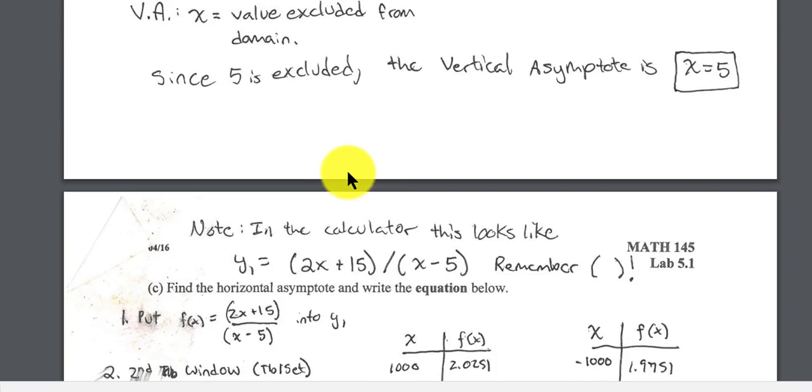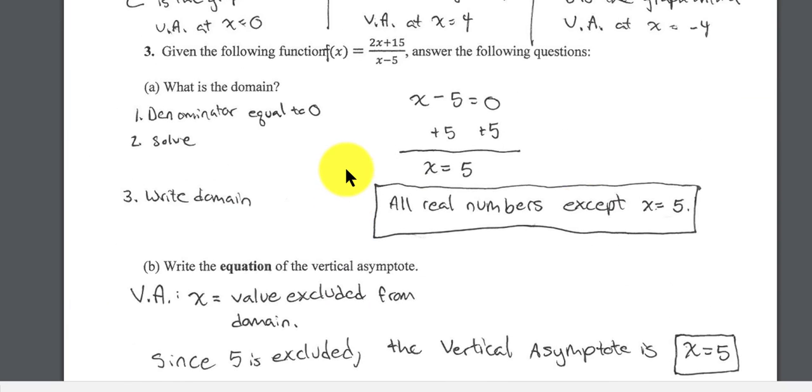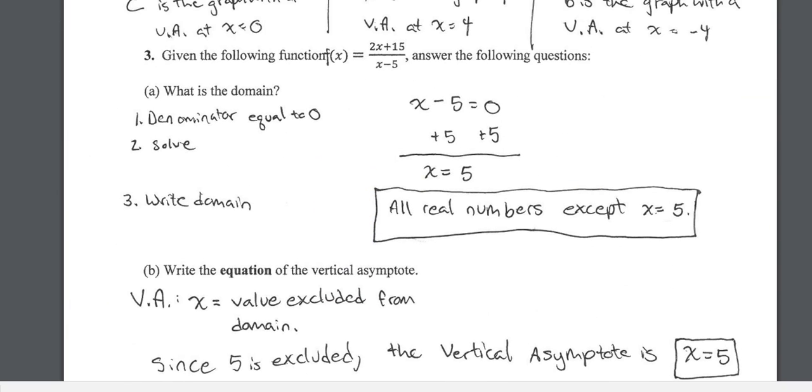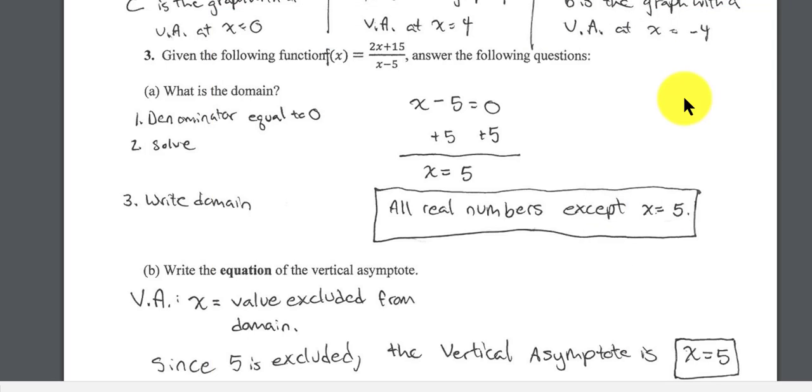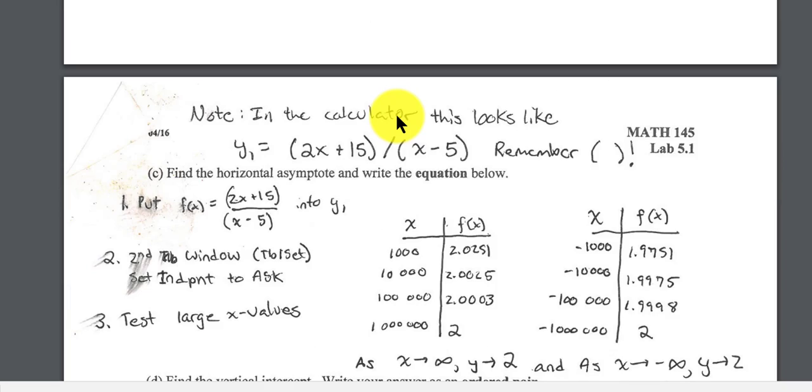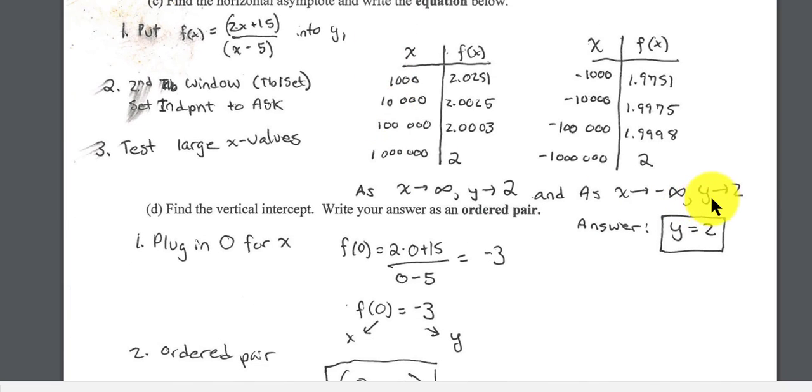horizontal asymptote. Well, remember, going back to this document we had, if the degree of the numerator is equal to the degree of the denominator, take the ratio of leading coefficients, meaning divide. So in this problem, the degree of my numerator is 1, because it's x to the 1. The degree of my denominator is 1, because that's still x to the 1. So you take 2 divided by 1. Those are the leading coefficients. And you end up with y equals 2.